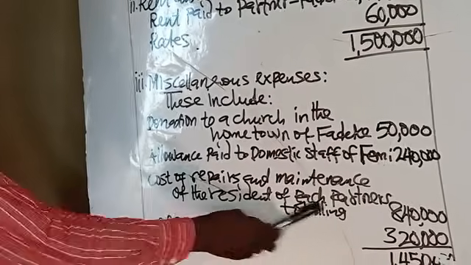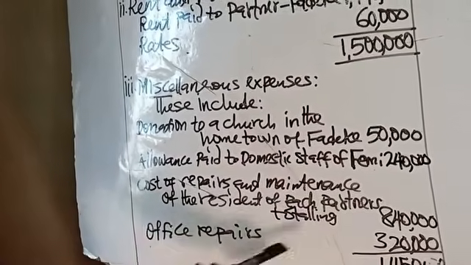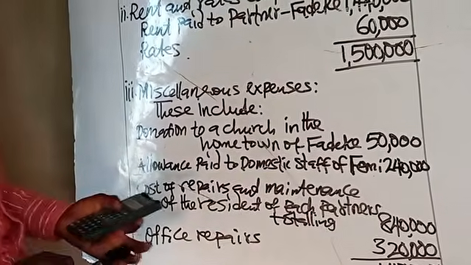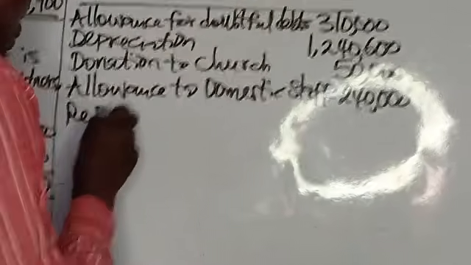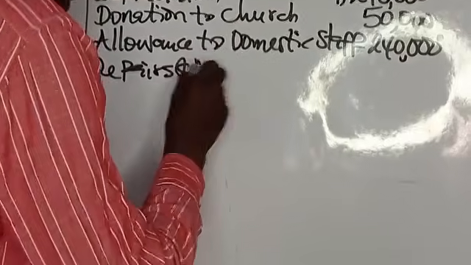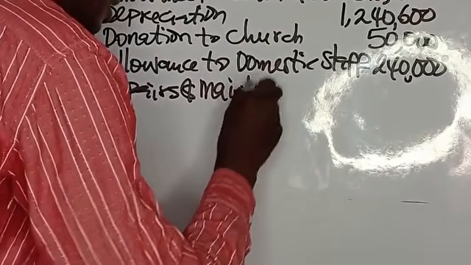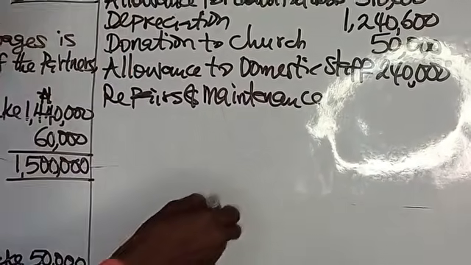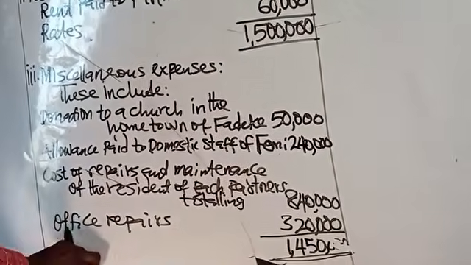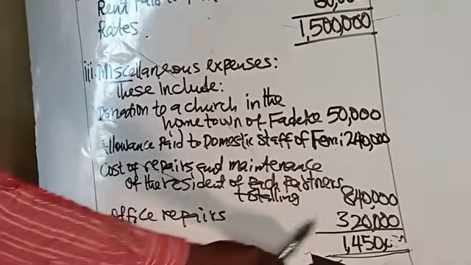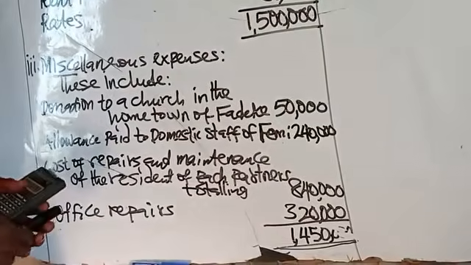Then we also have cost of repairs and maintenance of the residence of each partner. This is personal residence. Repairs of their personal residence is not allowable. Repairs and maintenance of personal residence of each, 40,000 naira, is not allowable for tax purposes. Office repairs, 320,000 is allowed. It's an allowable expense.